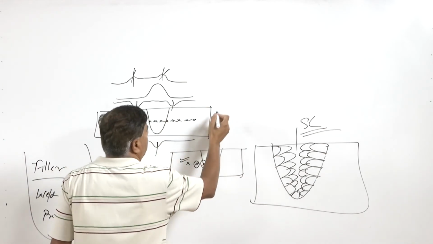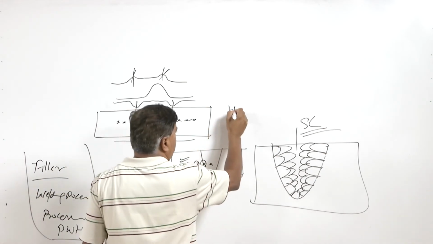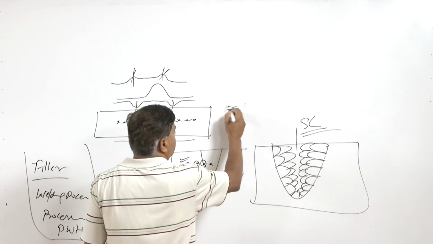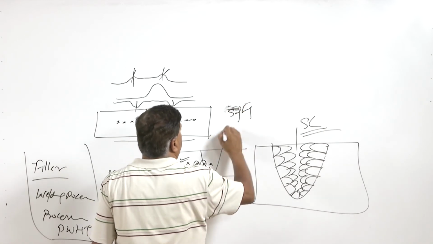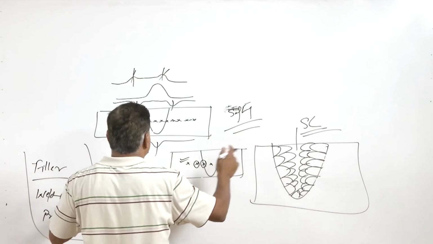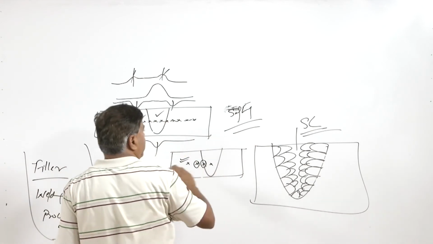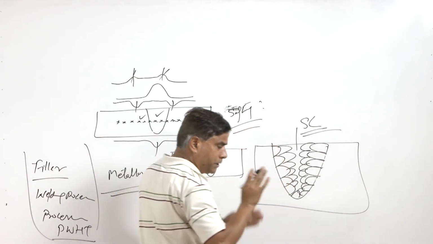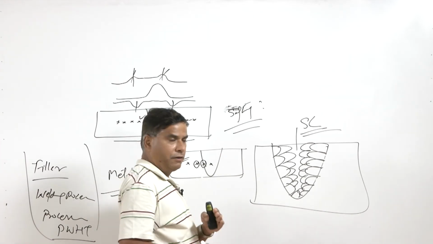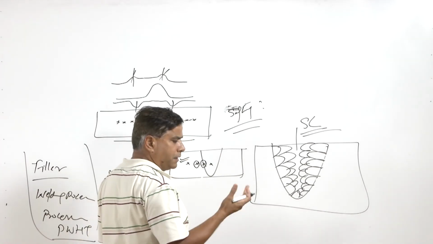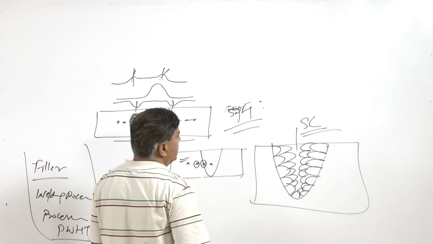So, if there is softening of the metal at a particular location, whether it is the weld or the heat affected zone, then that will be the potential location for the failure of the weld joint under the external loading conditions.